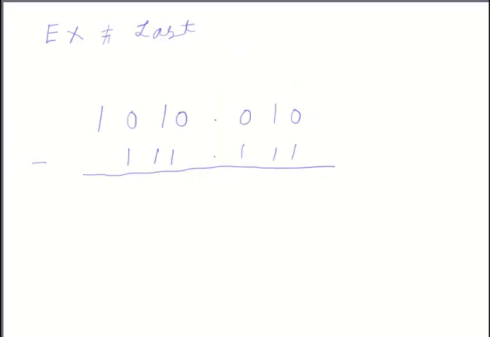Now this is the last example of this tutorial. I will not let you go with any unsolved example, so at least we should include a decimal in our example. So here the minuend is 1010.010, and the subtrahend over here is 111.111.